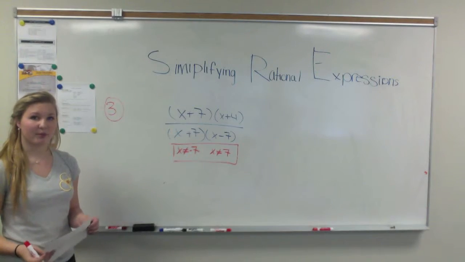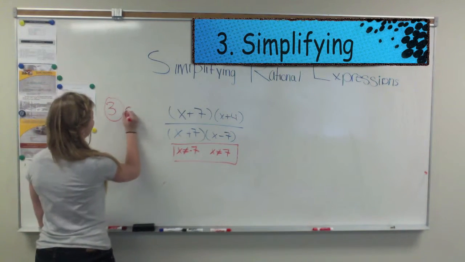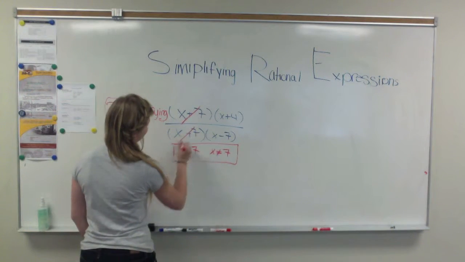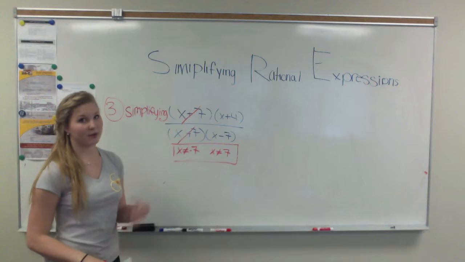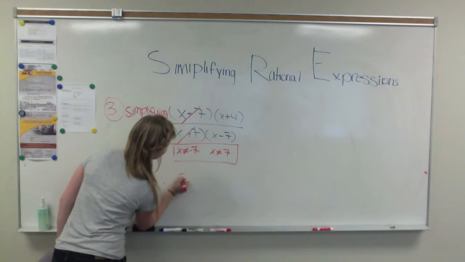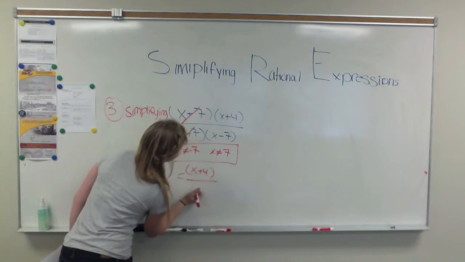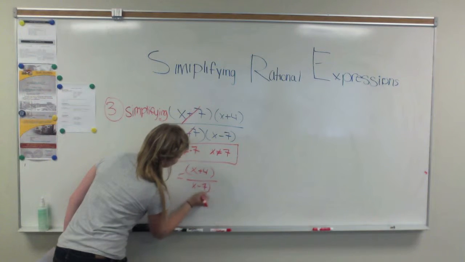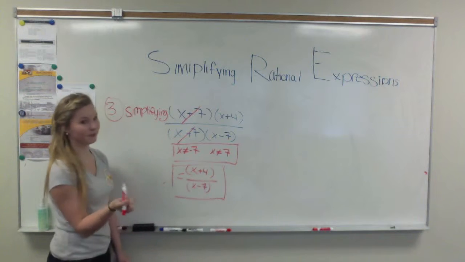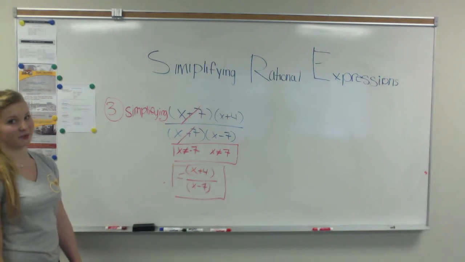Now that we've found our non-permissible values, we are on to the third step, which is simplifying our rational expression. So first, we are going to cross out x plus 7 and x plus 7, because they cancel each other out because they're the same. So that leaves us with x plus 4 over top of x minus 7. And that is the simplest form that we can write. So these are our non-permissible values and the simplest form. And you're done your simple equation.